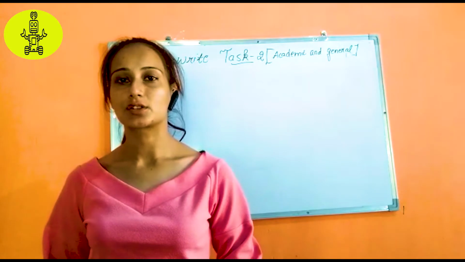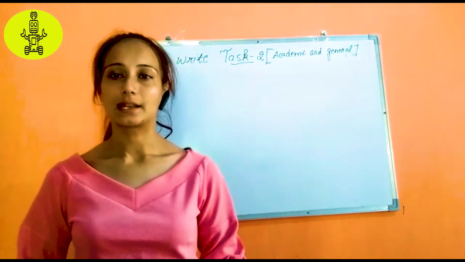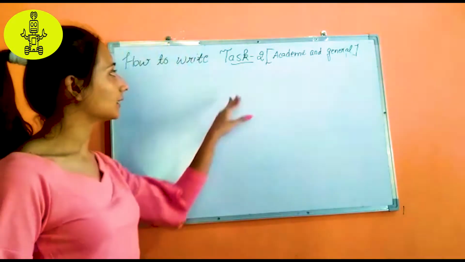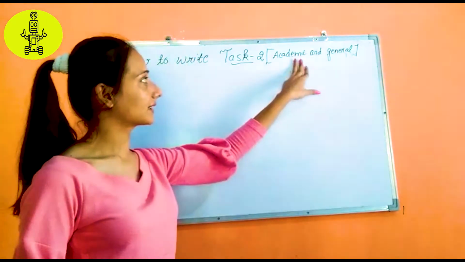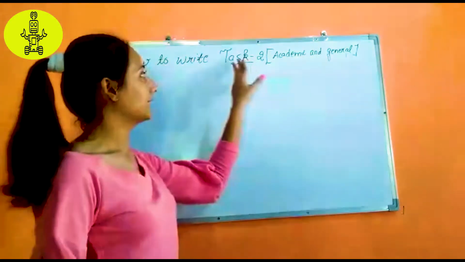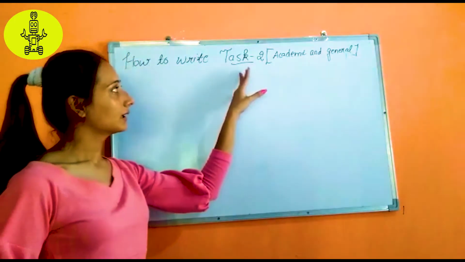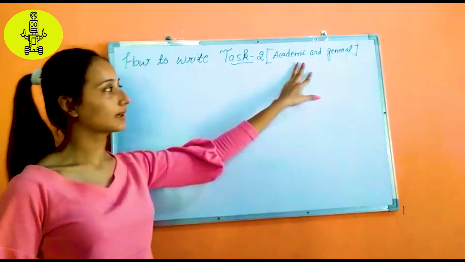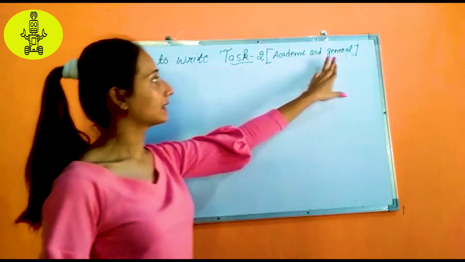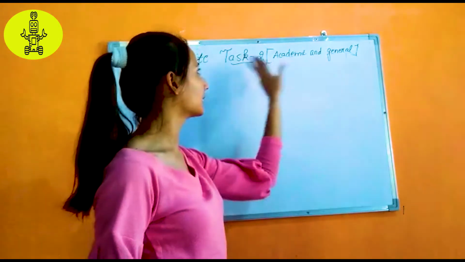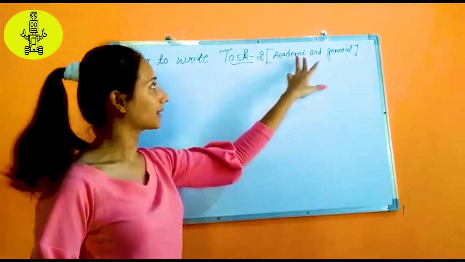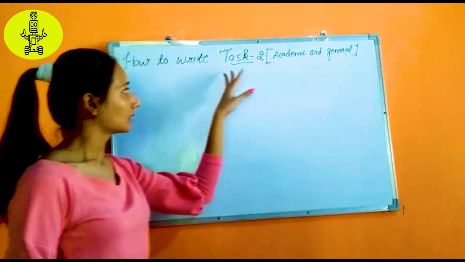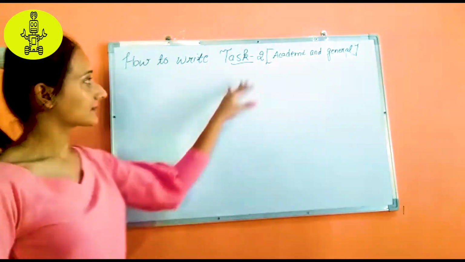In this video, I'm going to show you how to write task 2 in IELTS Academic and also General. As we already know, task 2 is the same in IELTS Academic and IELTS General, but task 1 is different. In task 1, in IELTS Academic, you need to write a summary of a bar chart or any chart that is provided to you. And in General, you need to write a letter in task 1. But in task 2, it is the same. For more information about the IELTS, you can watch my video. Now let's start how to write task 2.